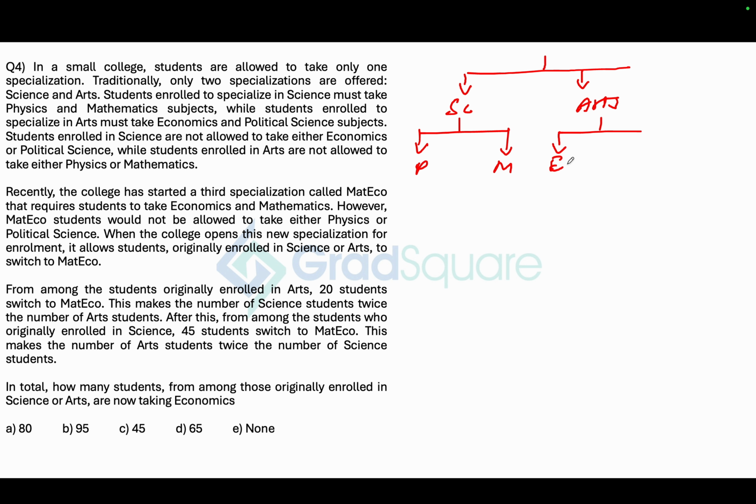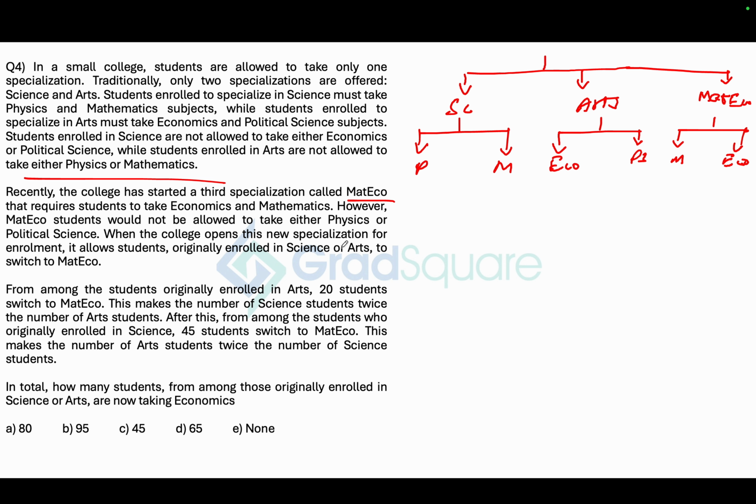Now beyond this, the college offers another specialization while the students of arts are not allowed to take physics and maths. Recently the college has started the third specialization, which is MatEco, where economics and mathematics can be taken together. So this is your MatEco as a specialization, where you can take math and you can take economics. However, the MatEco students would not be allowed to take either physics or political science. All of this is a story making.